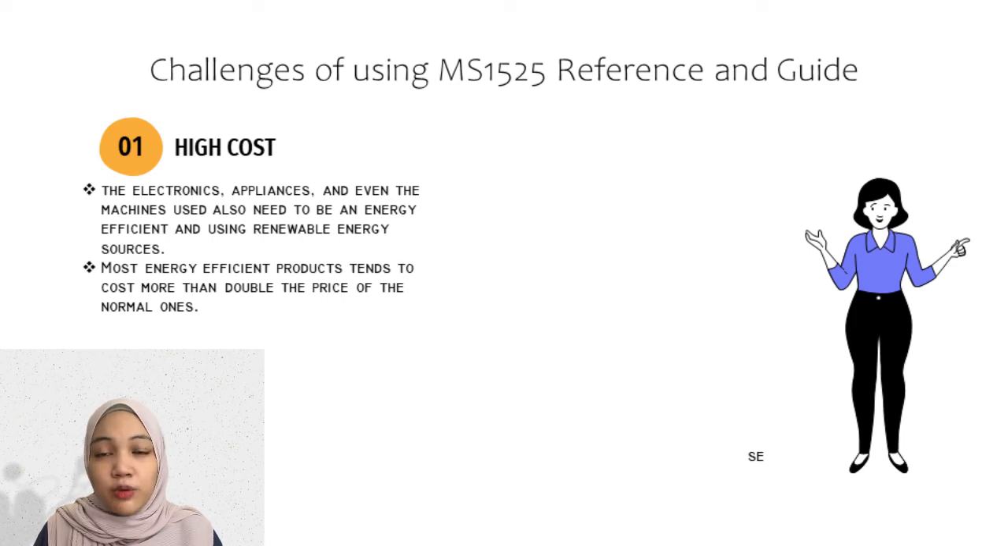Of course, for everything we want to do, there must be a challenge to make it happen. And one of the challenges of using the MS 1525 reference and guide is the cost, the high cost. Of course, to make it happen, there are a lot of things that we have to change, and yes, it will demand a lot of cost. The electronic appliances and even machines used also need to be efficient, so all those things need to change. Most energy efficient products also tend to cost more than double the price of the normal one. So it really demands a high cost to make the change.